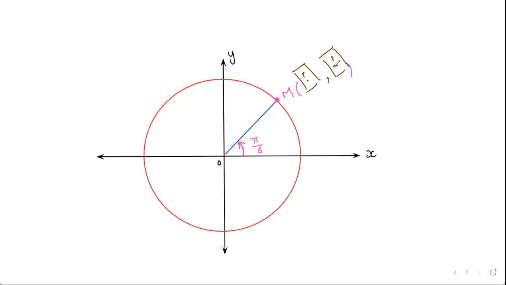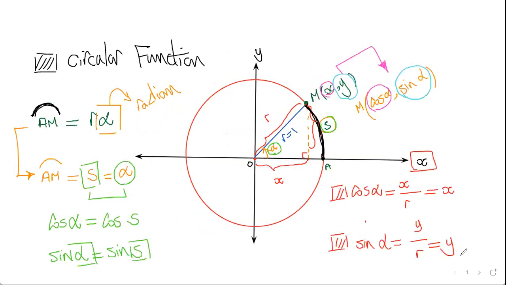Sorry, what? Yes, that's right. And now, look at this. We know logically, based on this slide, that M comes with an X and Y. Look at this. X is cosine alpha, which is cosine pi over 6, and Y is sine pi over 6.